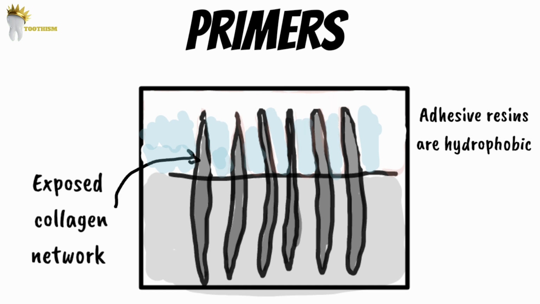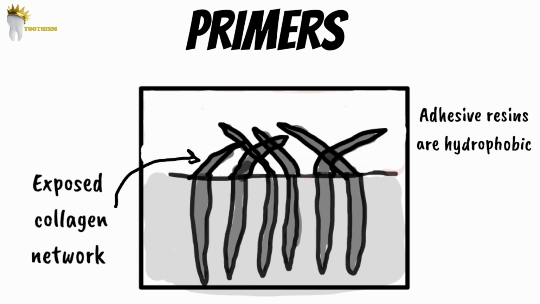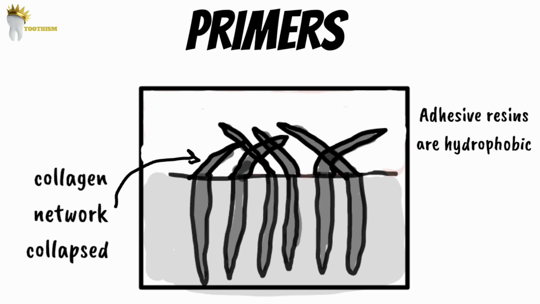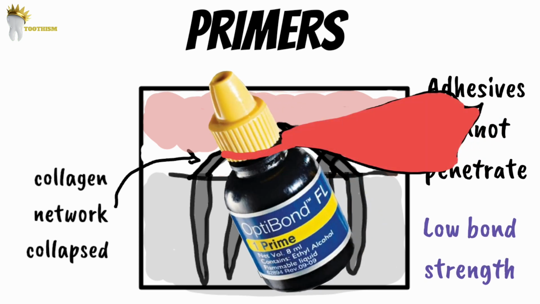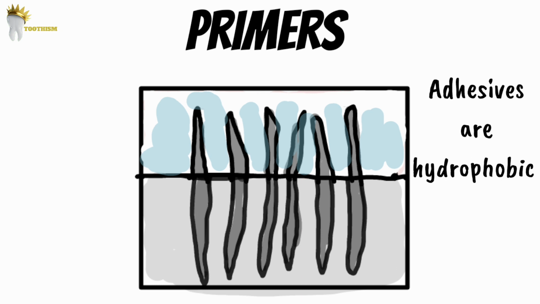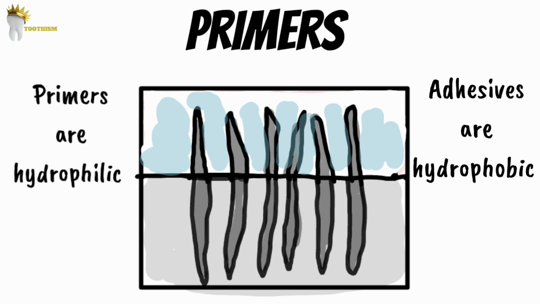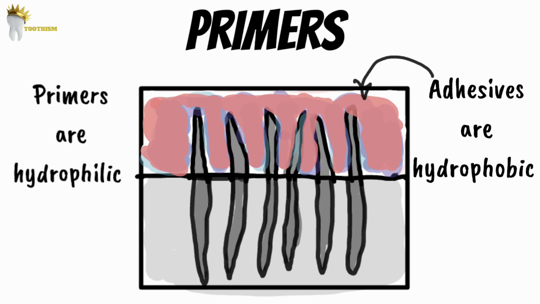That is, they don't want water here. At the same time, we can't dry the dentin surface because if the dentin surface is made too dry, there will be collapse of the collagen fibers. Because of this collapse, the adhesives cannot sufficiently penetrate into the dentin. This will result in low bond strength. So the primers come to the rescue here. The adhesives don't like water. They are hydrophobic. But primers are hydrophilic, that is, they love water. When we apply primer, it helps to maintain an expanded collagen network while removing residual water. Primers know that the adhesives don't like water, so they remove it and help the hydrophobic adhesive resins to infiltrate into the collagen network.